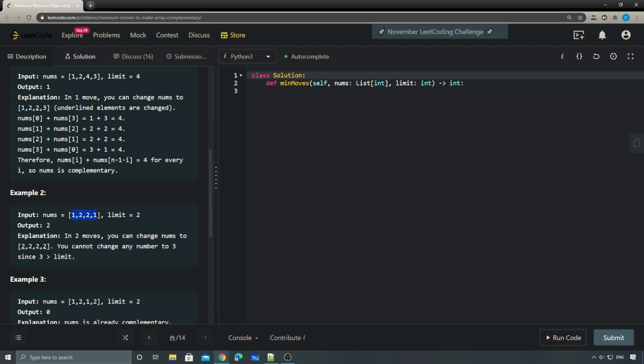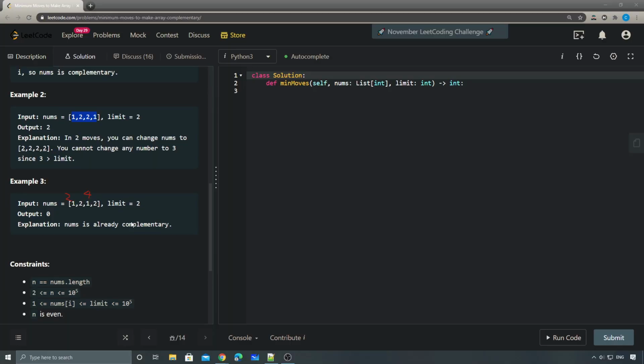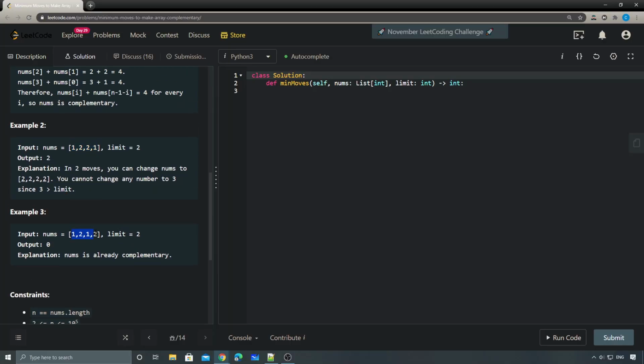And example 2 here, right? So the first pair sum is 2, the second pair is 4. But in this case, we cannot make it 1. So the optimal solution would be to make this 1 to 3, and that will only be 1 move. But since we have this limit here, that's why we have to either make this 2 become 1 or make these 2 ones become 2, right? And the last one, this is already complementary. That's why the output is 0, which means we don't need to do anything.